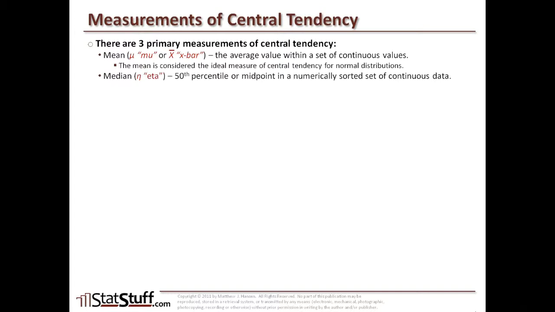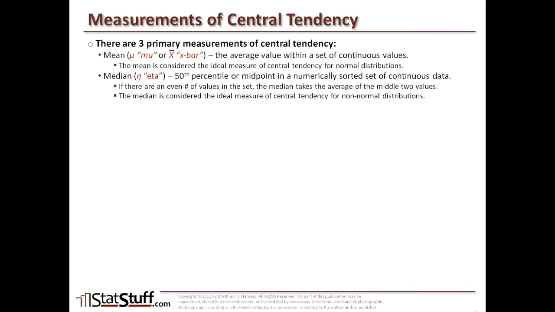The next one is the median, represented by the Greek letter eta. This is the 50th percentile, or the midpoint, for a numerically sorted set of continuous values. It is important, if you're going to do this manually, that you at least numerically sort the data ahead of time. Now, if you have an even number of values within the middle of the data set, then you would just take the average of those middle two values.